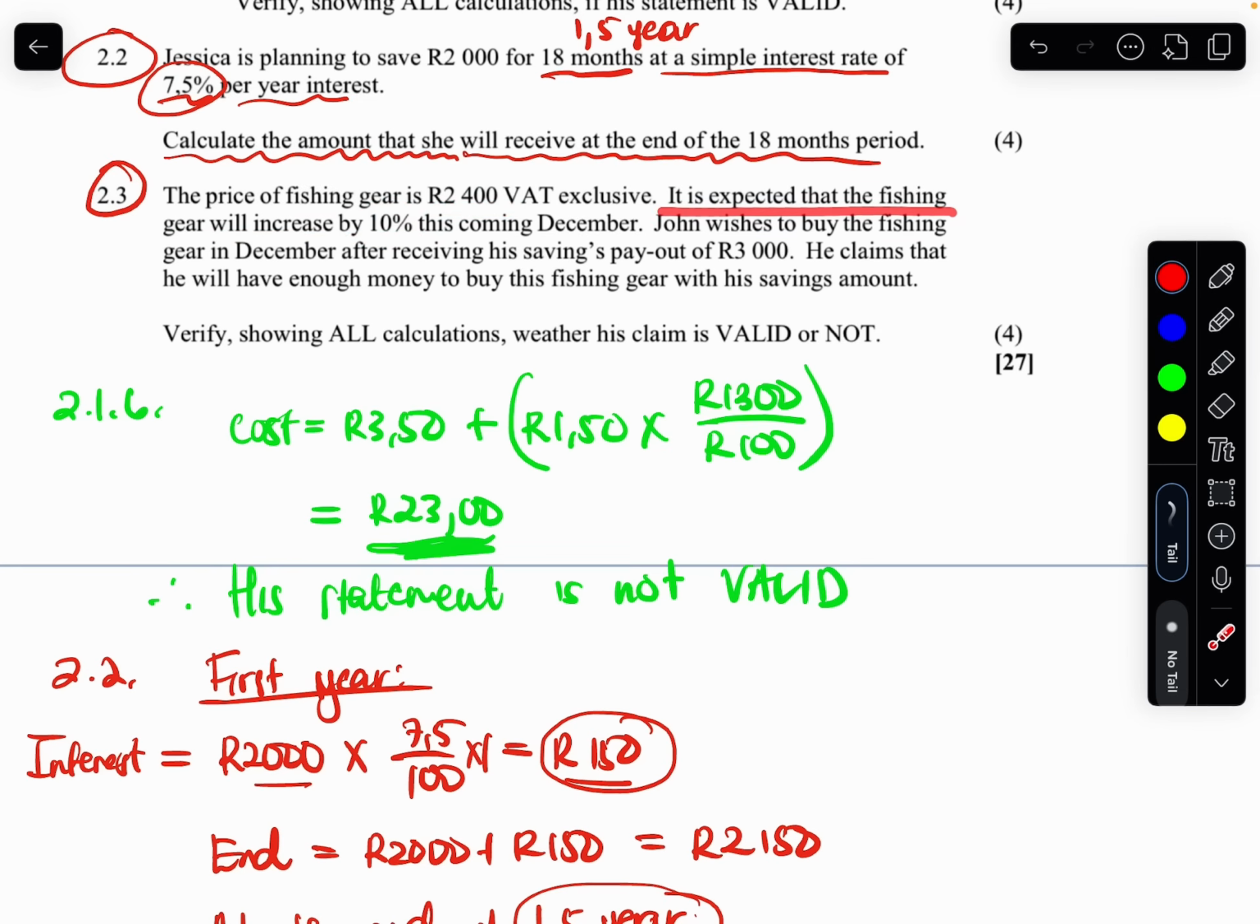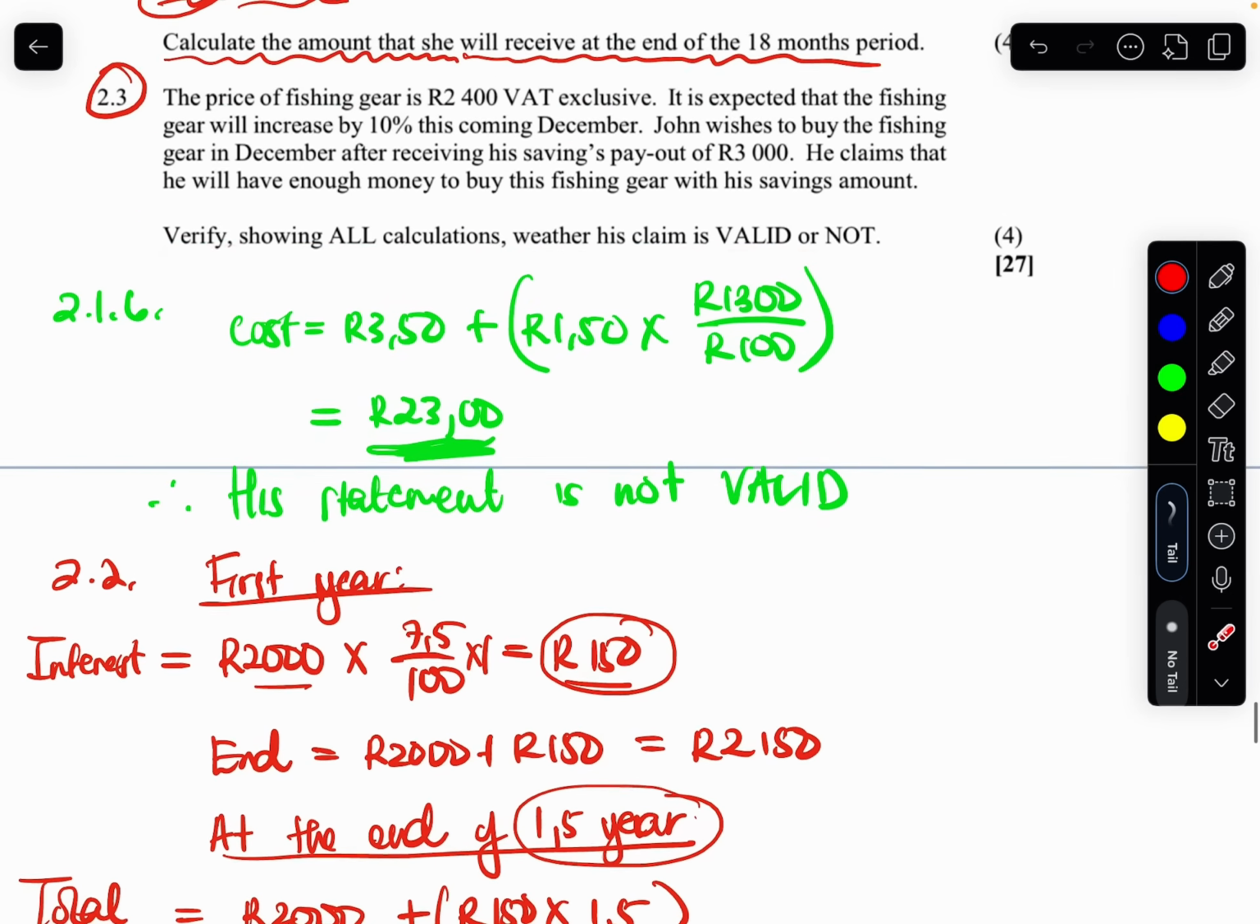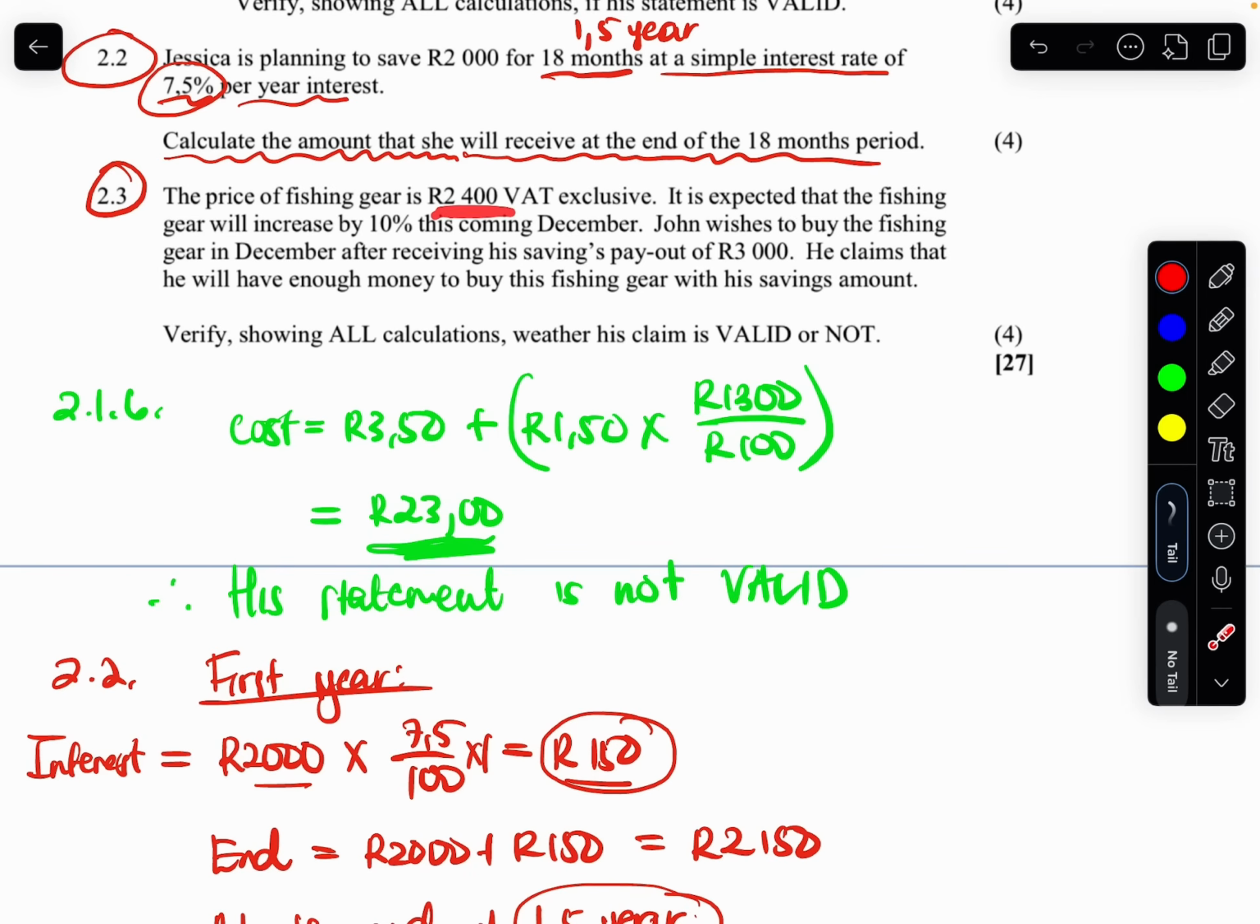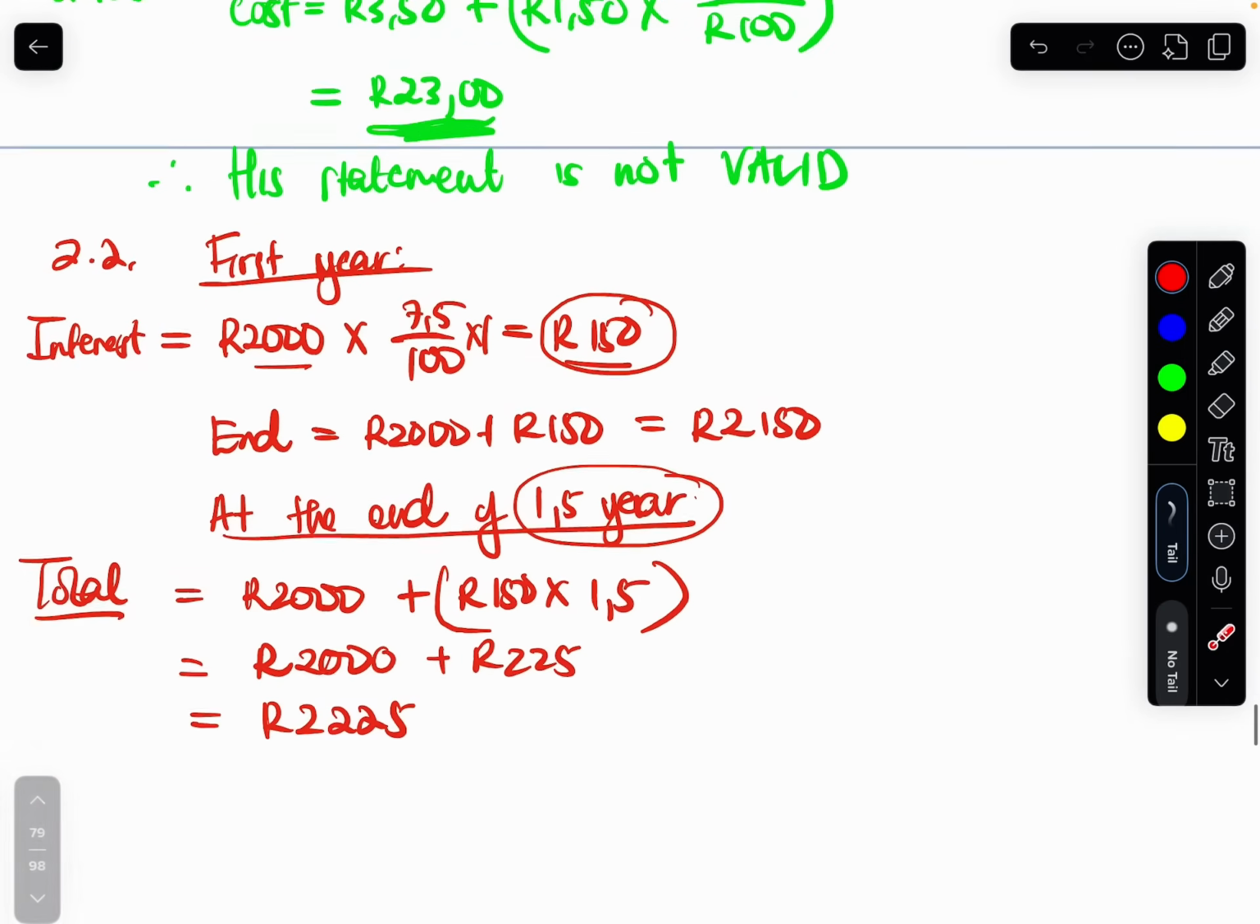It says it is expected that the fishing gear will increase by 10% this coming December. John wishes to buy the fishing gear in December after receiving his savings payout of 3,000. He claims that he will have enough money to buy this fishing gear. Verify, showing all your calculation, whether his claim is valid. So what are we going to do? First, we add the 15% VAT, and then we increase that amount by 10%.